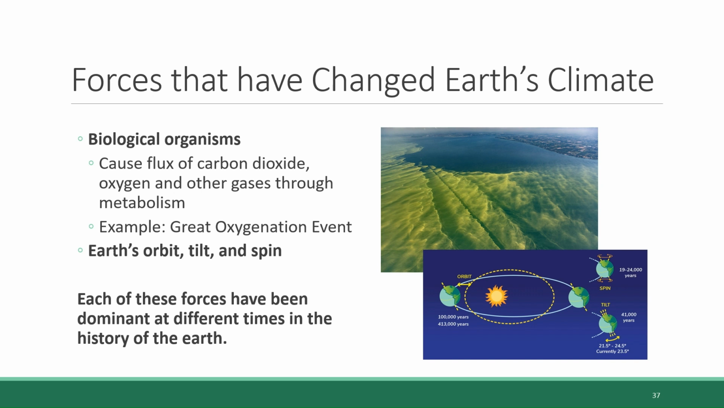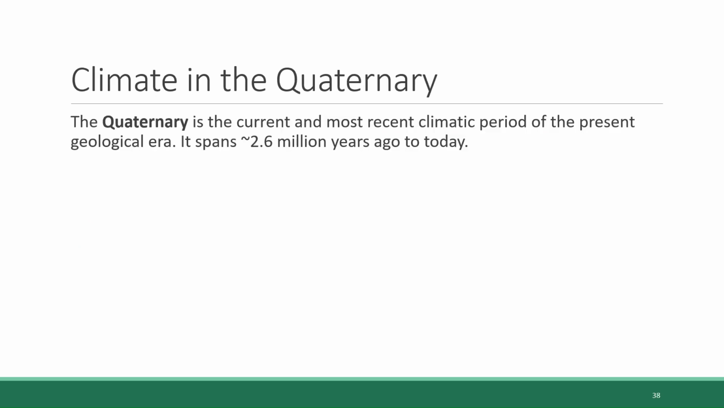So, what about today? What about our current geologic period? What has been determining climate during our current period? Well, the current period that we are in is called the Quaternary. This period is defined as spanning about 2.6 million years ago up until present day. Remember, humans have been around for a little less than 200,000 years. So the start of the Quaternary predates us by a long shot.